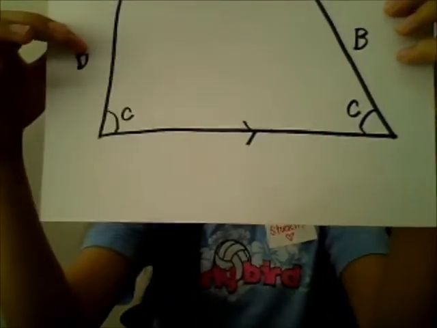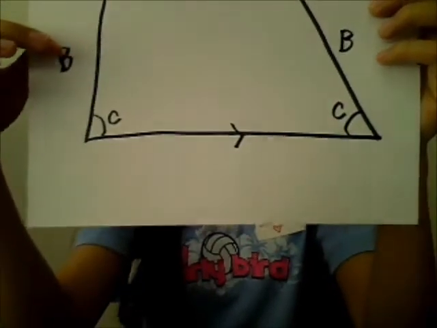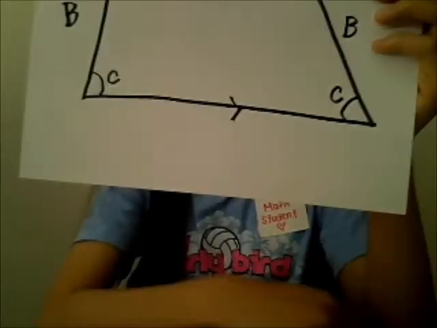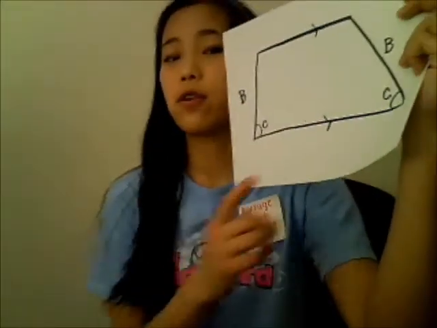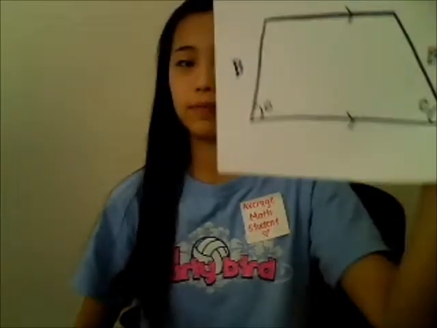Okay. B shows the two parts that are not the parallel bases, so they must be the legs of the trapezoid. And since C shows the two angles at the base of the trapezoid, they're called the base angles. Correct. 10 points for the average math student.